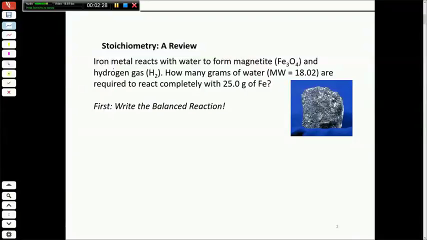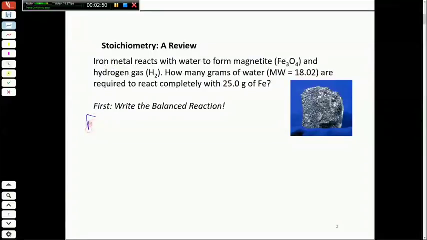All right, so we have this type of problem here. We want to know how much water is required to react with 25 grams of iron. Whenever we're doing a stoichiometry problem, the very first thing we always have to do is write a balanced chemical equation. We can't do anything without that. So we have to use the words in the problem to help us do this.